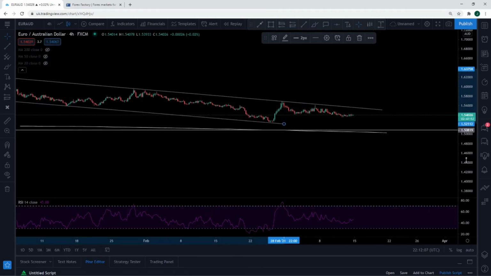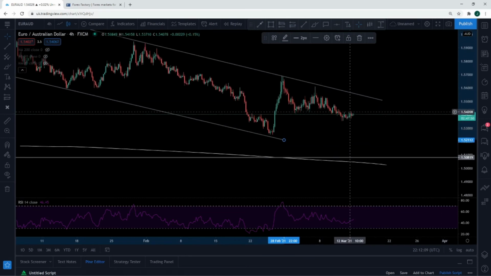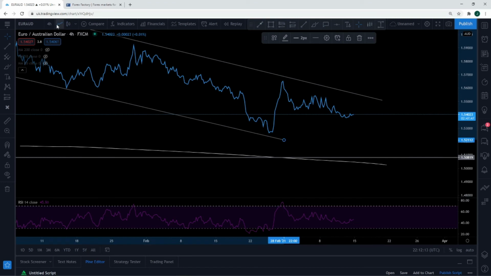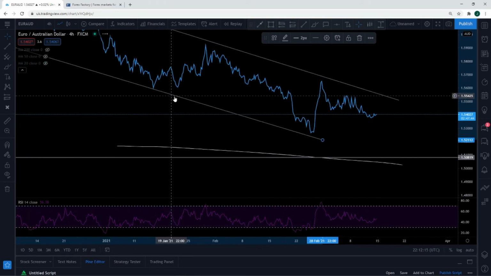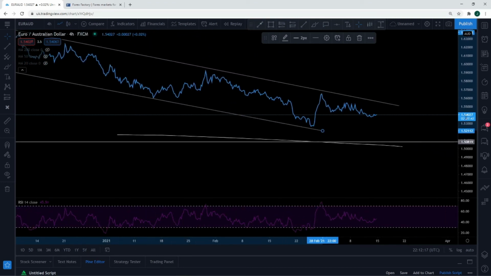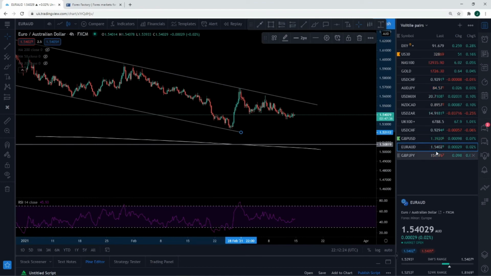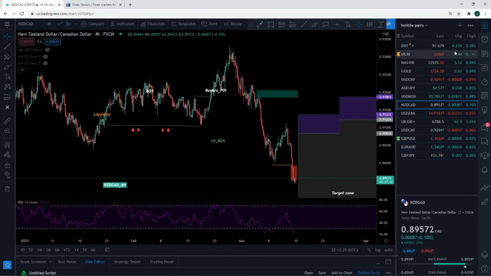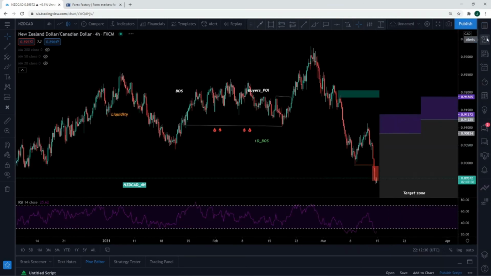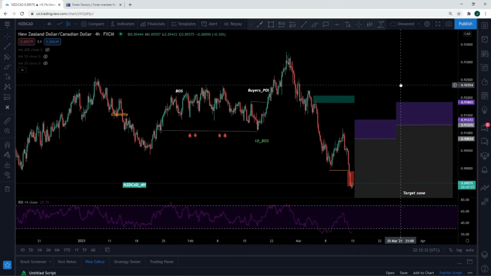move to your 4-hour time frame, so we can actually see price move lower on Euro AUD. Put it on our line chart, we all see. So what I'm gonna look at, guys, for you is New Zealand CAD. And what I like about New Zealand CAD here is that, so this is my setup, guys.